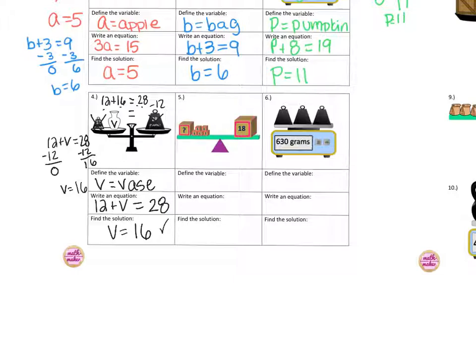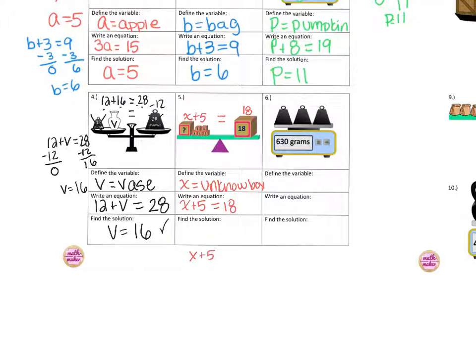Okay, for number 5, we've got an unknown value in this medium-sized block. Okay, we're going to call that X. X is our unknown box. And then we know that we have 5 units added to it. So we've got X plus 5 on the left-hand side of our equation. And we know that that has to be equal to our 18 unit block on the right-hand side. So we've got X plus 5 is equal to 18.